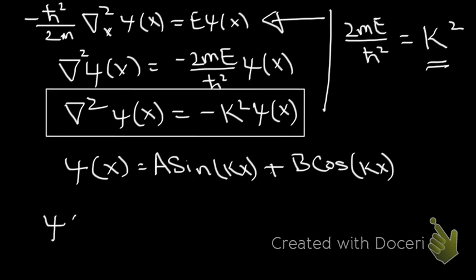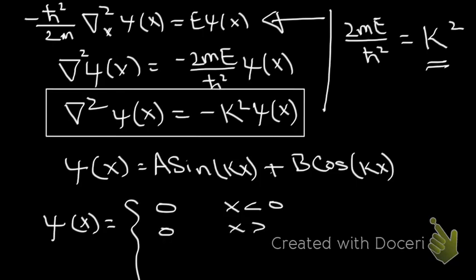Let me write it down. Psi of x will be, let's write it like this. So we know it's 0 for x less than 0, so outside the well, and it is also 0 for x greater than L, again outside the well. So we don't have an electron outside the well.